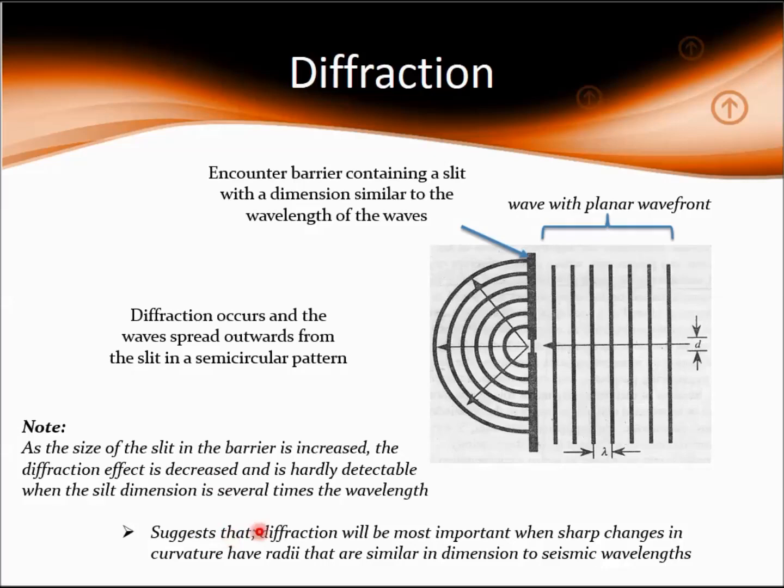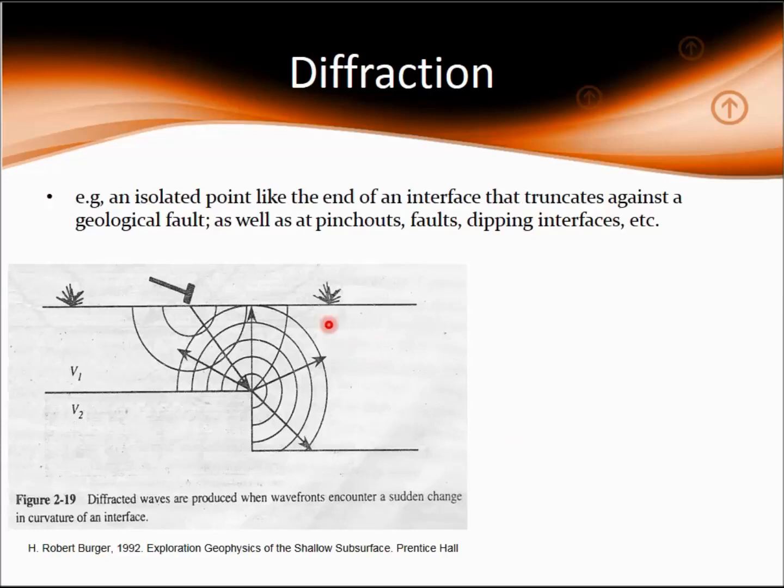So we suggest that diffraction will be most important when sharp changes in curvature have radii that are similar in dimension to the seismic wavelength. Common sources of diffraction in the ground include the edge of a fault layer, small isolated bodies such as a boulder in an otherwise homogeneous layer, and pinch-outs.